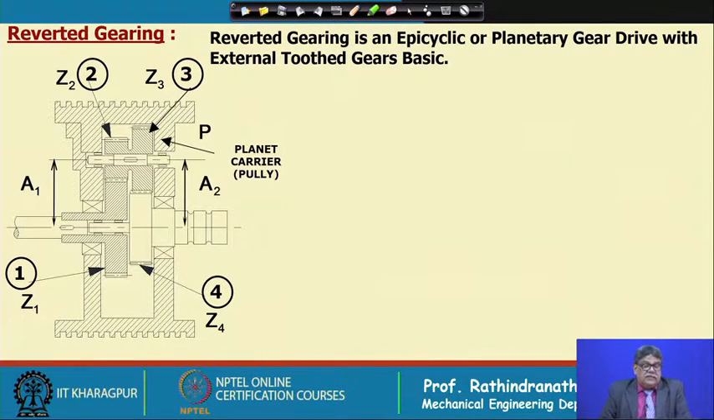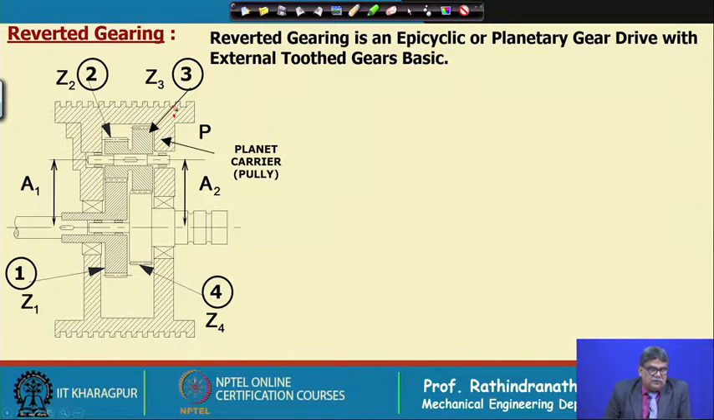Now, what is reverted gearing? If we look into this figure, first of all, this looks something like a drum for a belt drive. Not a flat belt, but the other belt drive with a groove. Now, inside there is a gearing arrangement.